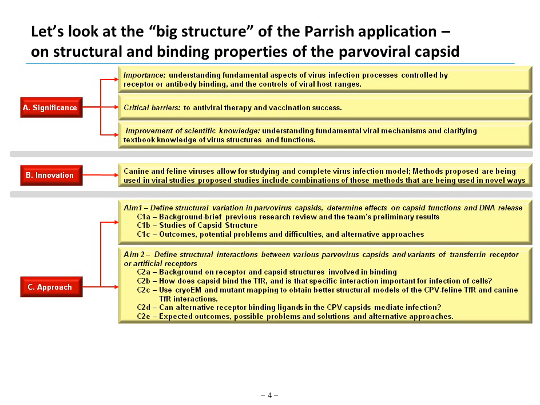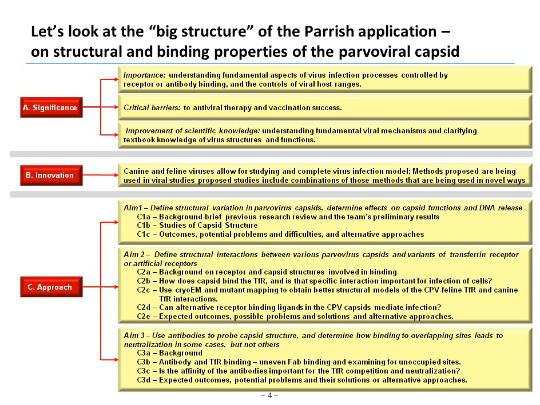How does the capsid bind the TFR? And is that specific interaction important for infection of cells? And he talks about his technique of using cryo-EM and mutant mapping to obtain better structural models of the interactions between the feline and the canine viruses. And then finally, can the alternative receptor binding ligands in the CPV capsids mediate infection? And then what are the expected outcomes, possible problems, solutions, and alternative approaches? Again, he repeats that structure of looking at outcomes, potential problems, difficulties, and alternative approaches.